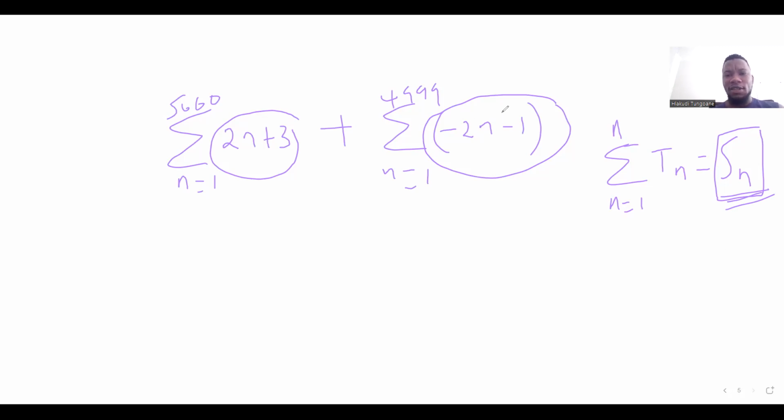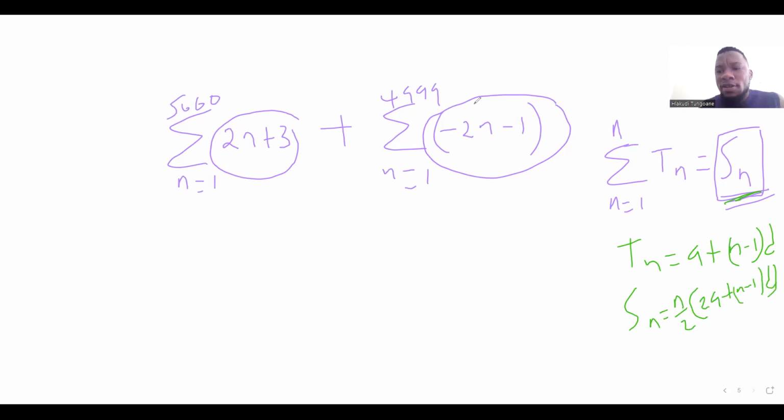We can try to write this in the form of Tn equals a plus n minus 1 d. If you can write them in this form, then we can substitute with the Sn formula, which is n over 2 times 2a plus n minus 1 d. So we can substitute this formula. But firstly, for us to do that, we need to write this in the form of this and use the advantage that we know that this means 10, right?